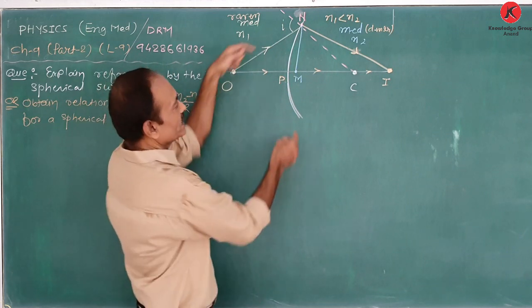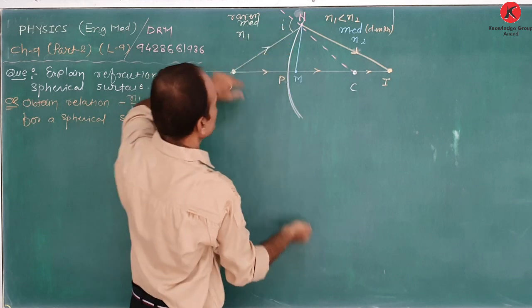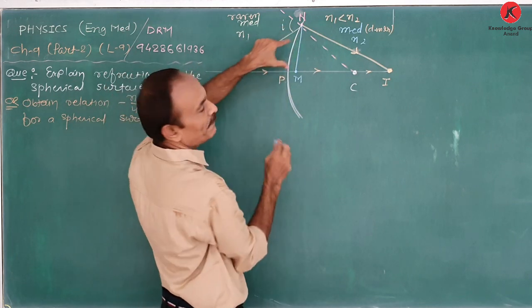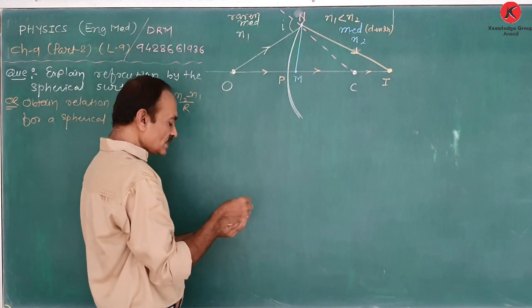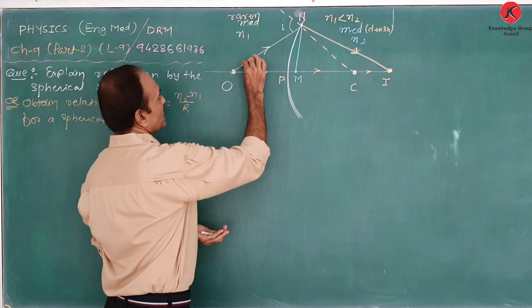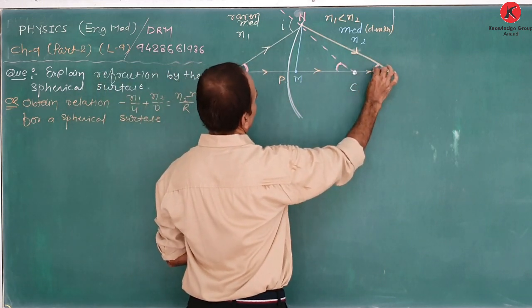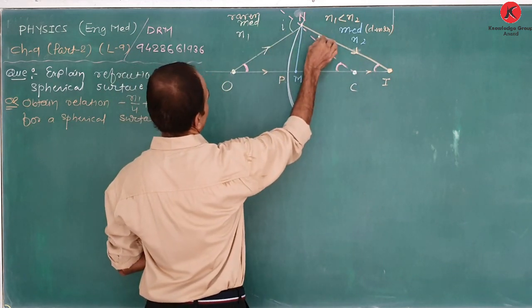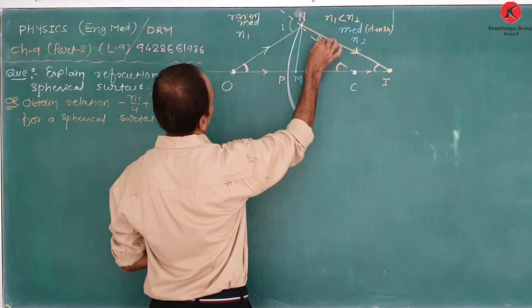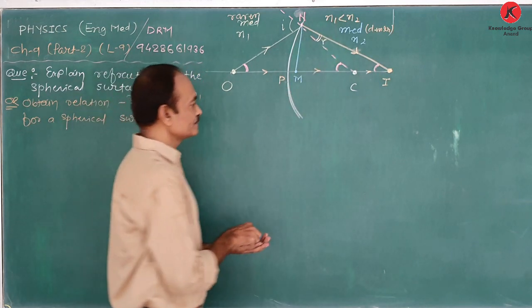Now listen. Here the aperture of the spherical surface is very small, and also the incident rays are paraxial. Therefore, all these angles are very small. This angle is the angle of incidence, and this angle is the angle of refraction. So that is our figure.